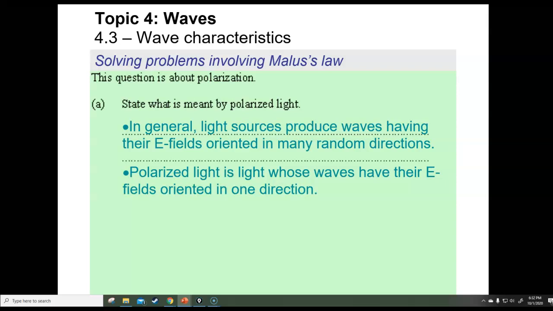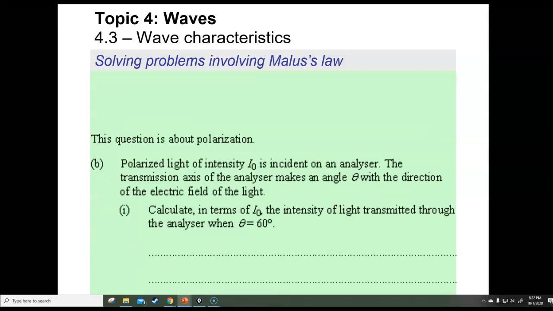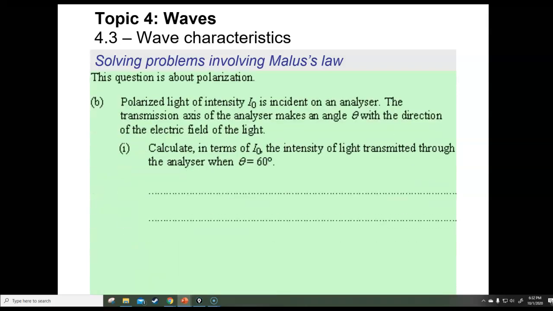It's light whose electromagnetic waves have their electric fields, and you have to specify the electric field, forced to orient in only one direction, or forced to oscillate in only one plane. Okay, let's do another question.